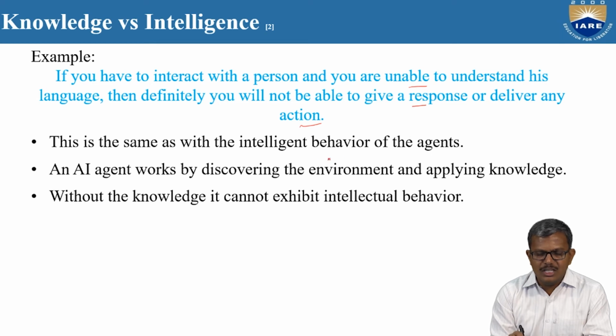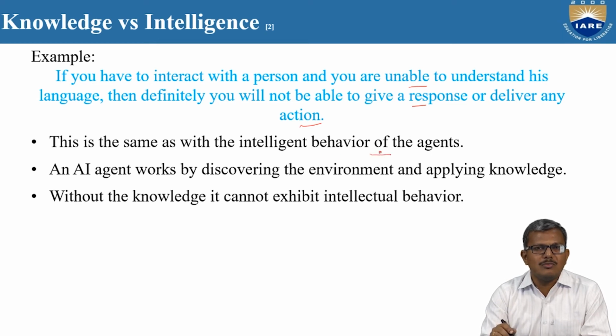This is the same with the intelligent behavior of agents also. If the AI agent cannot understand the knowledge you have provided, that AI agent is not going to exhibit any intelligence. So just collecting the information is not that important. Of course, it is important, but how you represent that knowledge is more important. Why? Because the more properly you represent the knowledge, the more clearly the other people or the AI agent can understand it. Once it understands, definitely it is going to exhibit intelligent behavior.